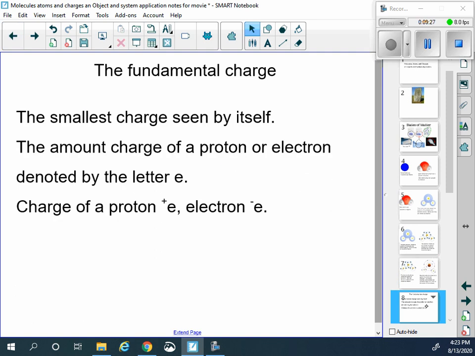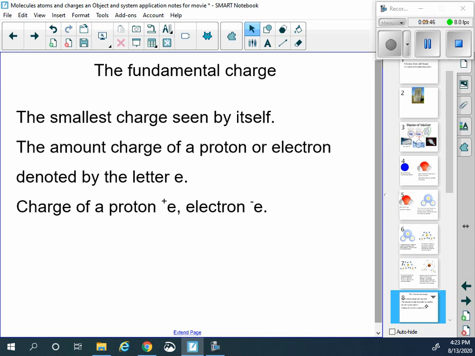We don't have a letter P for the charge of a proton because the number is exactly the same. Why use two variables for the same number? So the fundamental charge is the charge of a proton, which is the letter E, which is the same as the charge of an electron. E is not a negative number. It's just a number. It's not positive or negative.